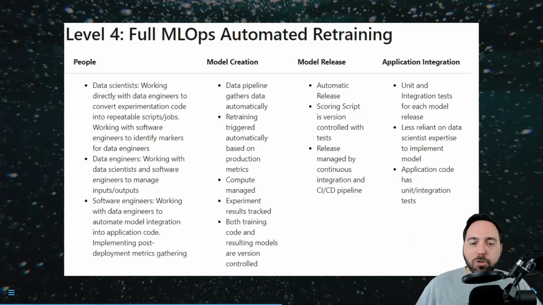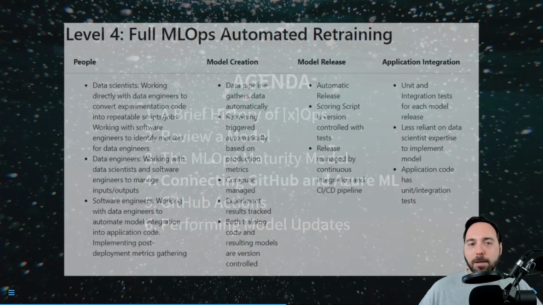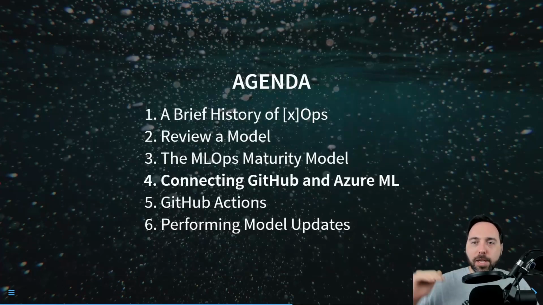We're managing compute. We're tracking experiments, and everything's in version control. We're automating releases, and our scoring scripts are in version control. They're running automatically. Our application has unit and integration tests for model releases. Our data scientist doesn't have to sit there with the software engineers and explain, I added this new parameter in here, and as a result, it's breaking your existing code. We're coordinating with this beforehand. We're catching these issues early on and making it so that by the time something does go out into production, it's hopefully not going to break. So that's the idea. Those are the different levels.